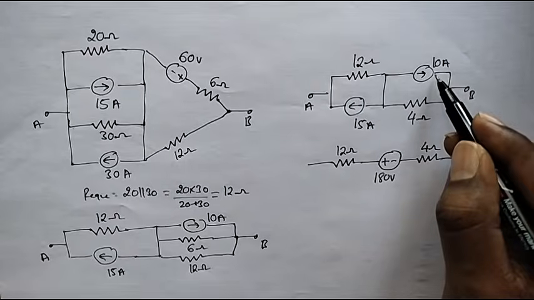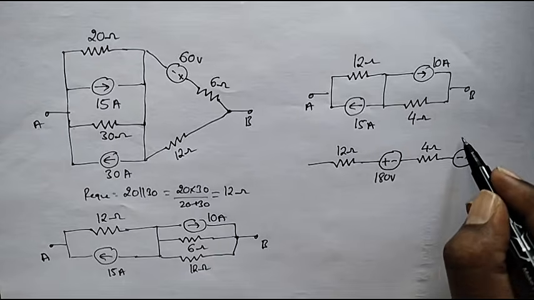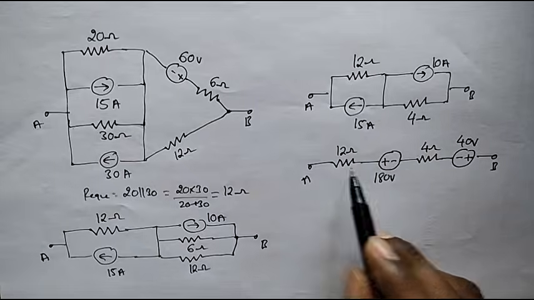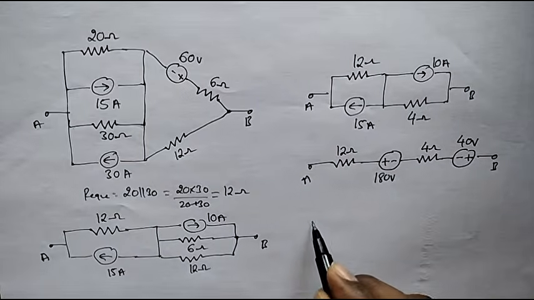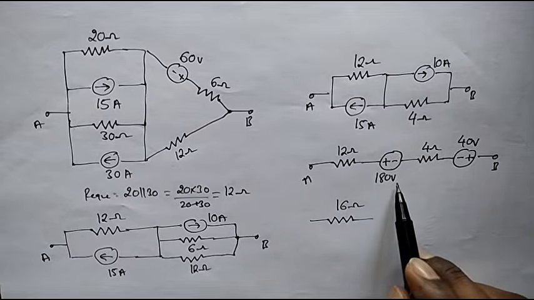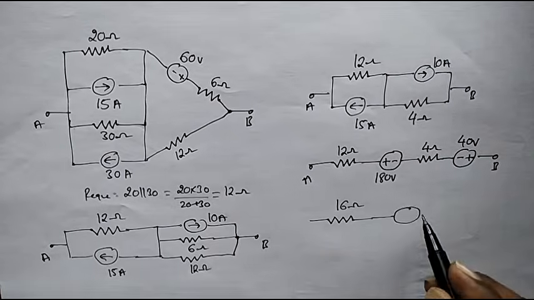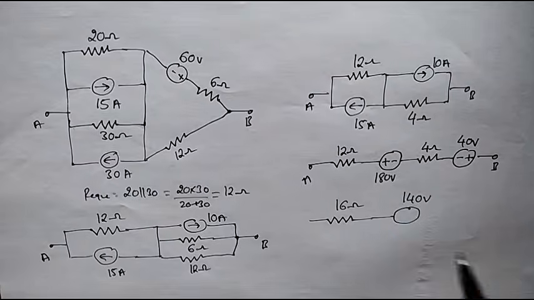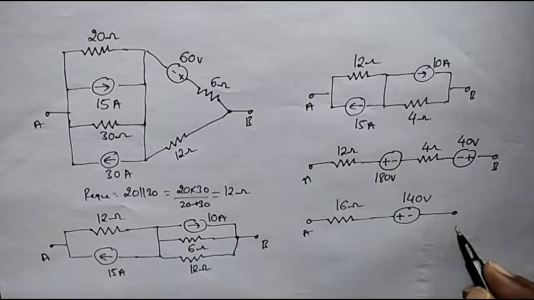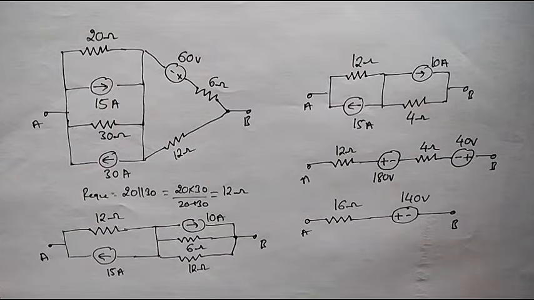I can apply source transformation here. The direction of the voltage source is plus minus. This is 40 volts. Now 12 ohm and 4 ohm are in series. I can replace this with a single resistor of magnitude 16 ohm. The 180 volt and 40 volt voltage sources are in series but opposite in polarity. Take the difference. The difference is 140 volt. The polarities are plus minus. So this is the final circuit after simplification.